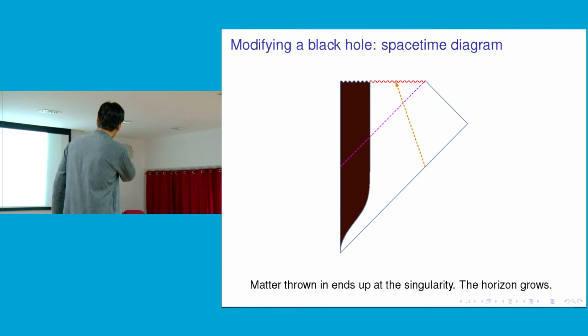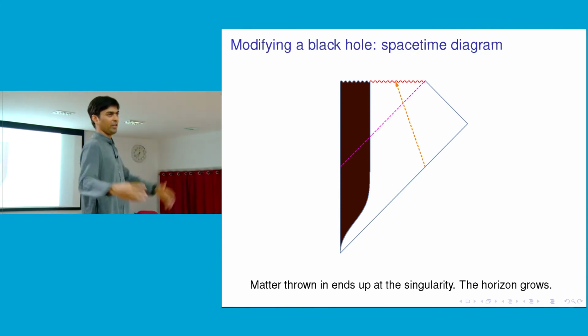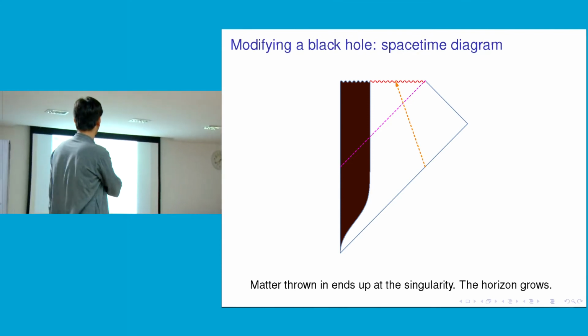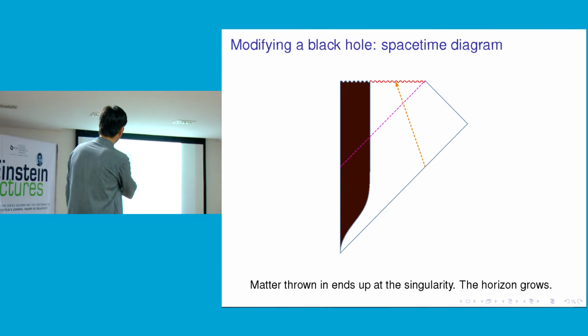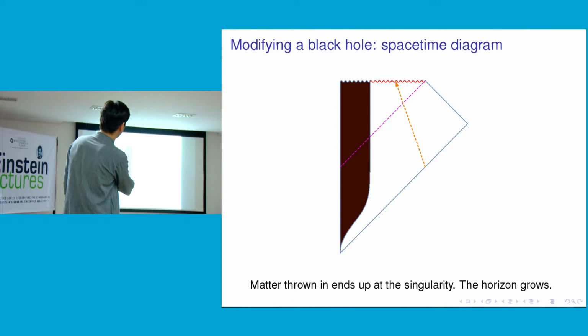And so here's another picture. As I said, it's useful to draw things in terms of space-time diagrams. So here's my black hole which formed, and here's this orange line. This is the trajectory of this additional object that I threw in.